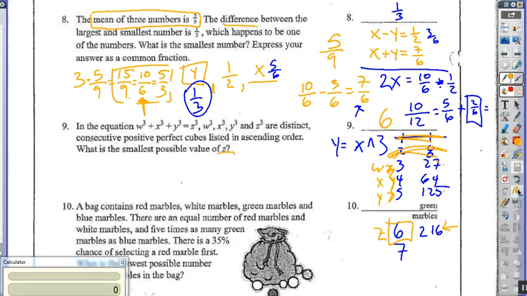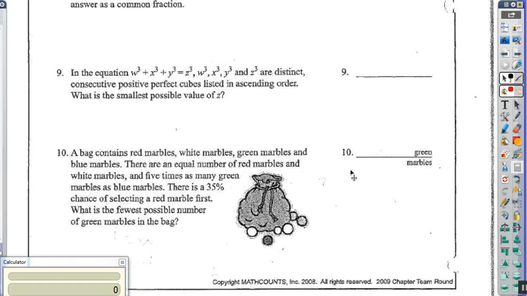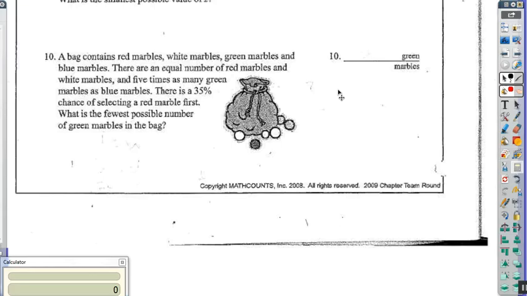Finally, the last one, the big bag of marbles. Woohoo! This is just another testament to why I love equations and ratios. So the first thing I notice is red and white marbles are equal. So I said R is equal to W. Simple enough. And then it says 5 times as many green marbles as blue marbles. So that means 5 times blue is equal to green.